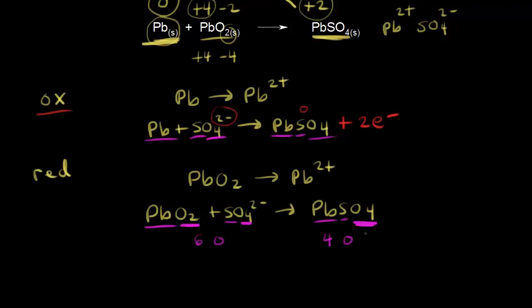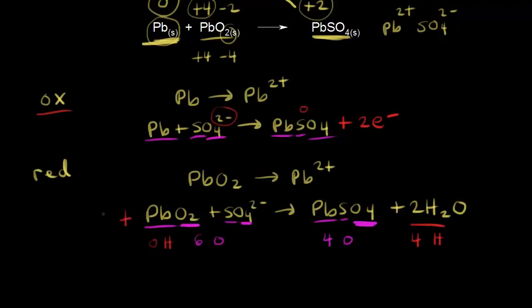You balance oxygen by adding water. So we need 2 oxygens on the right side. So we can get that by adding 2 waters. So if we add 2 waters, now we have the proper number of oxygens. We just added 2 more oxygens to the right side. Next, we balance hydrogens by adding H+. So let's look at the right side. We have 4 hydrogens on the right. And on the left, we have 0 hydrogens. So we need to add 4 protons to the left side of our half reaction.